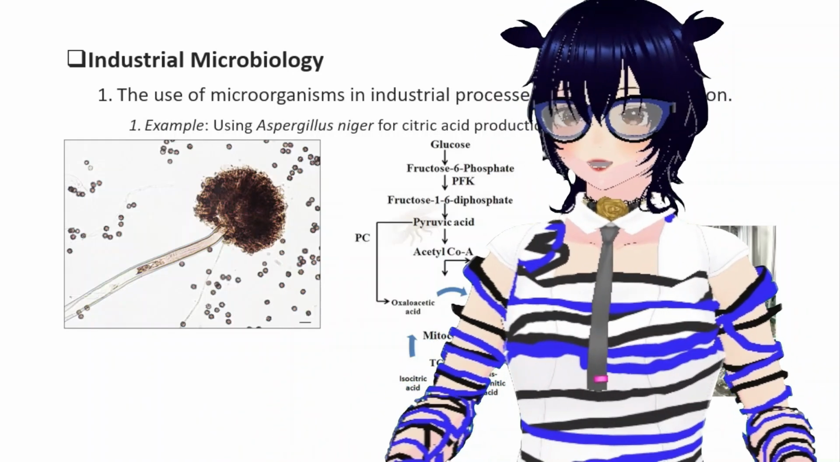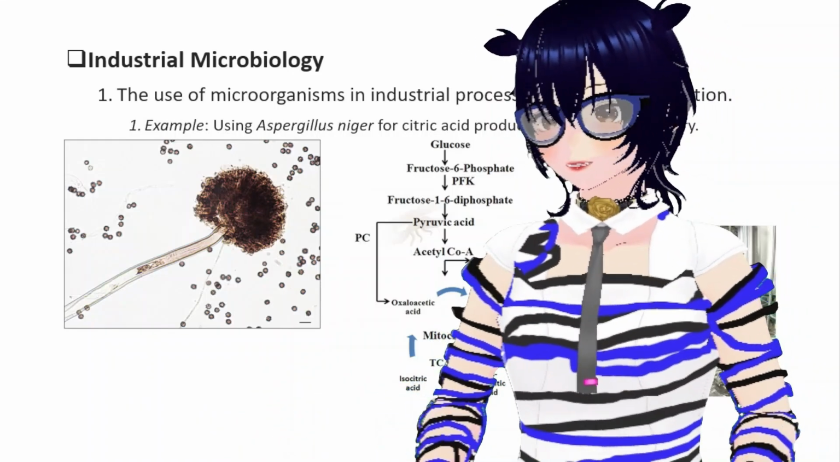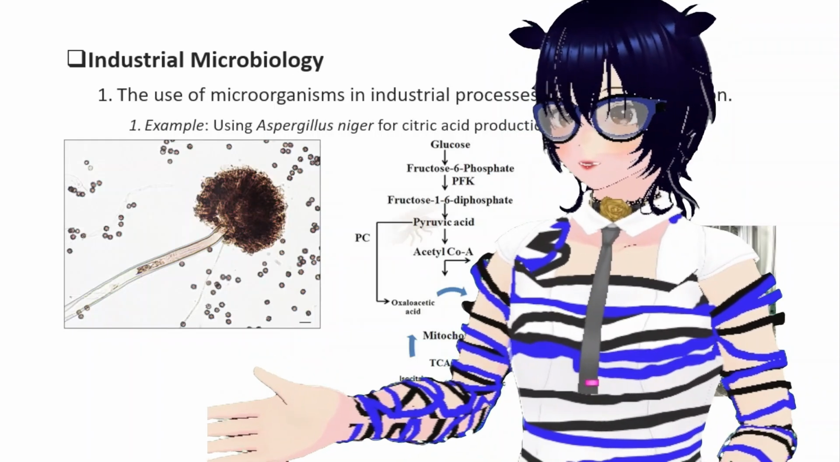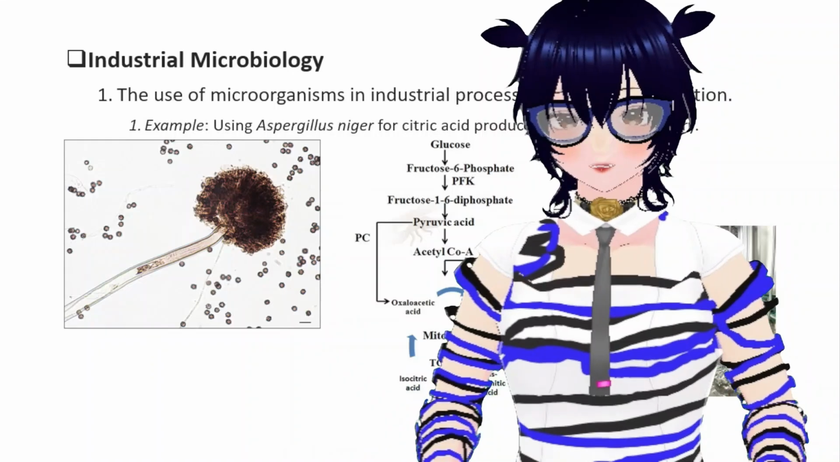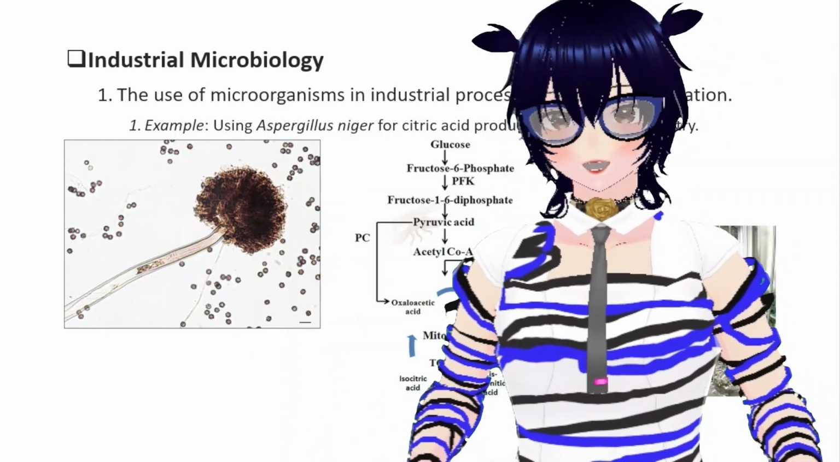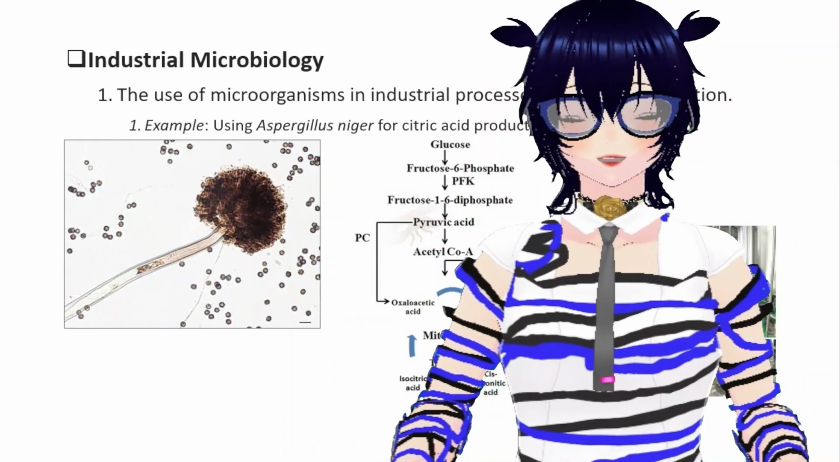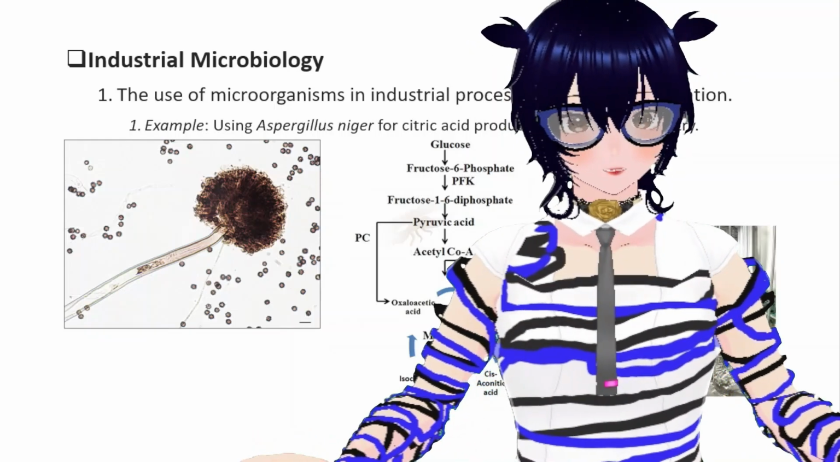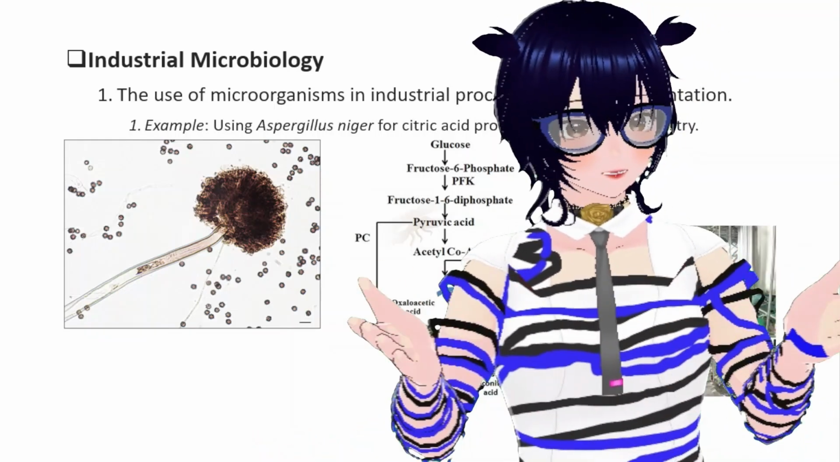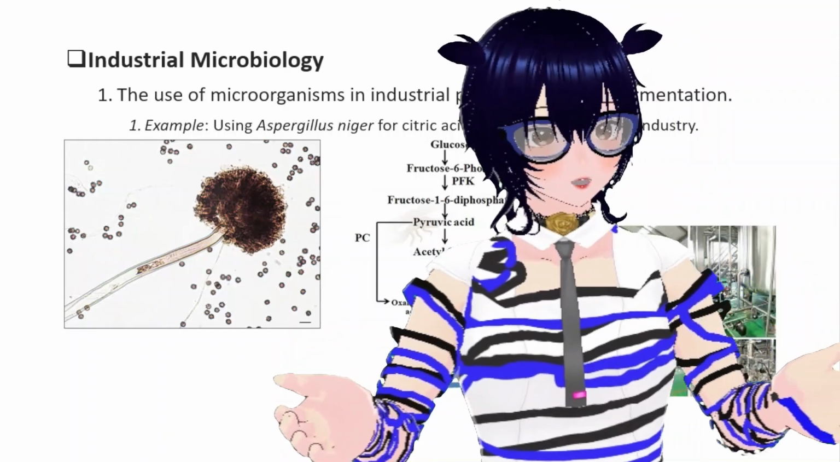So where does that come from? It comes from the industries. And which industries? The industrial microbiology industries, the ones where microorganisms are used to produce citric acid. The diagram shows the Aspergillus niger, and the right side shows the industry where the citric acid is produced.